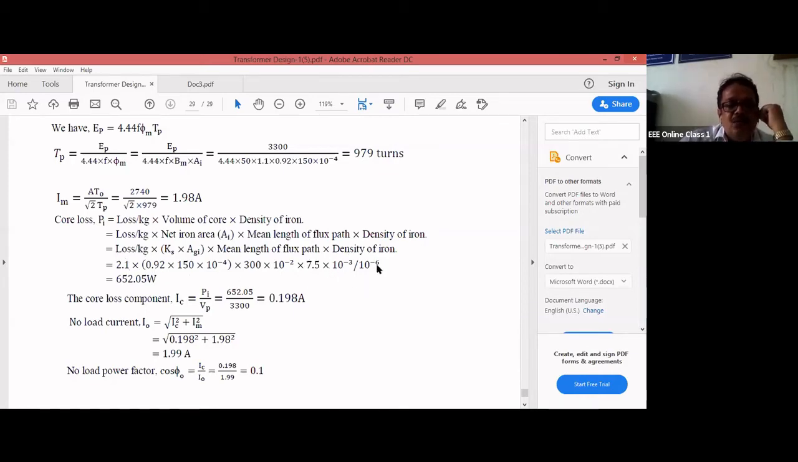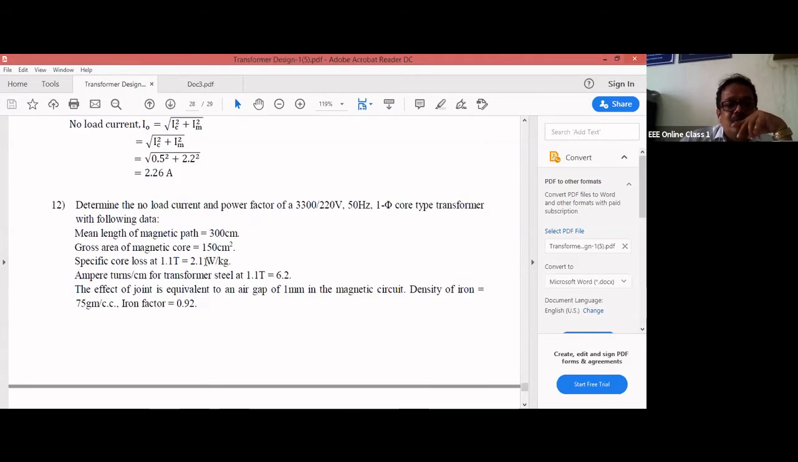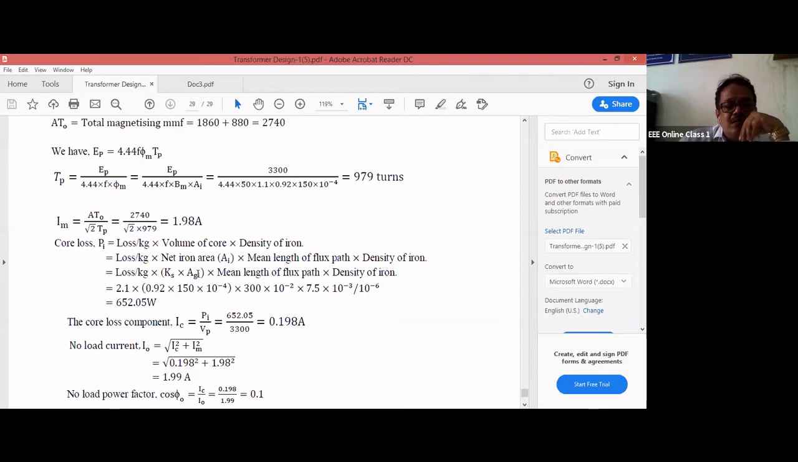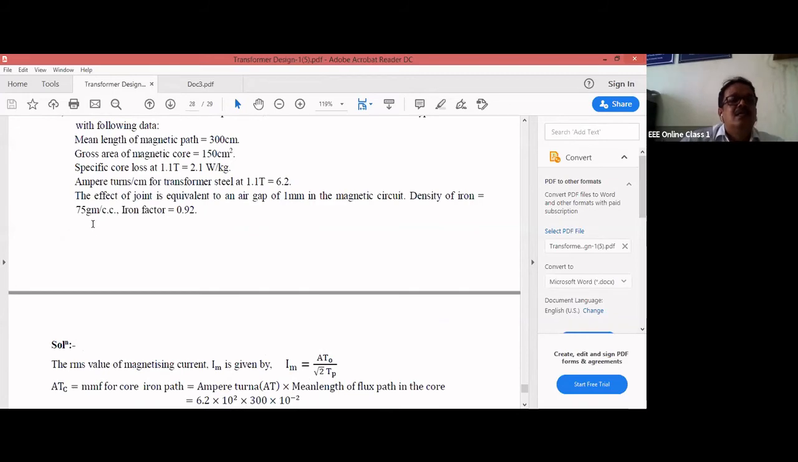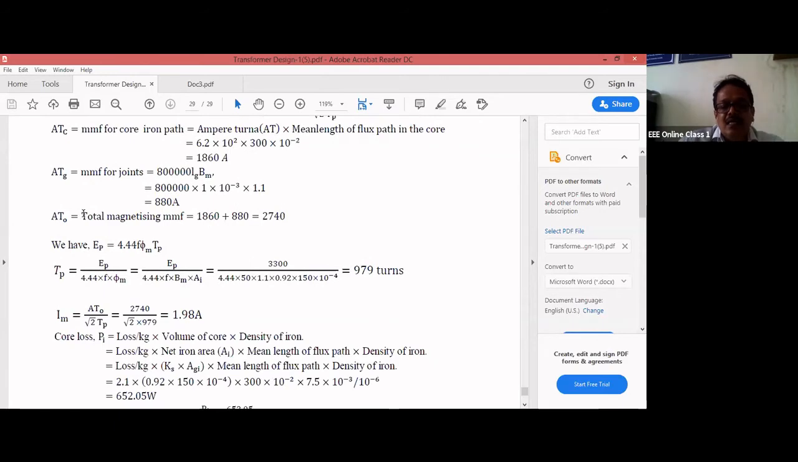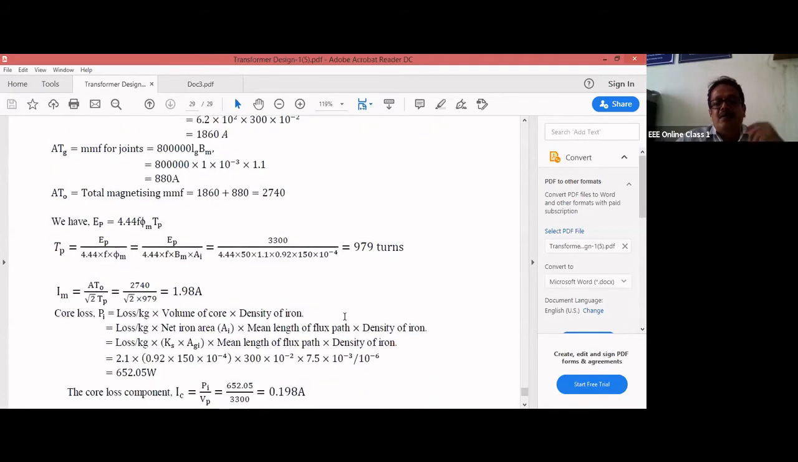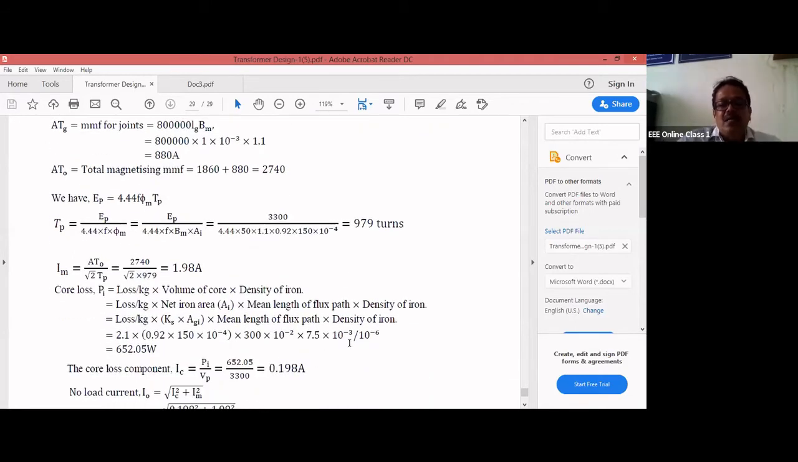Loss per kg is 2.1, already given in the problem. The volume of the core is net iron area Ks into AGI into mean length of flux path. In this case it is 0.92, AGI 150 into 10 power minus 4, mean length of flux path 300 centimeter converted into meter. Here the density of iron is 7.5, not 75. I'll change it. This is 7.5 actually, 7.5 into 10 power minus 3.